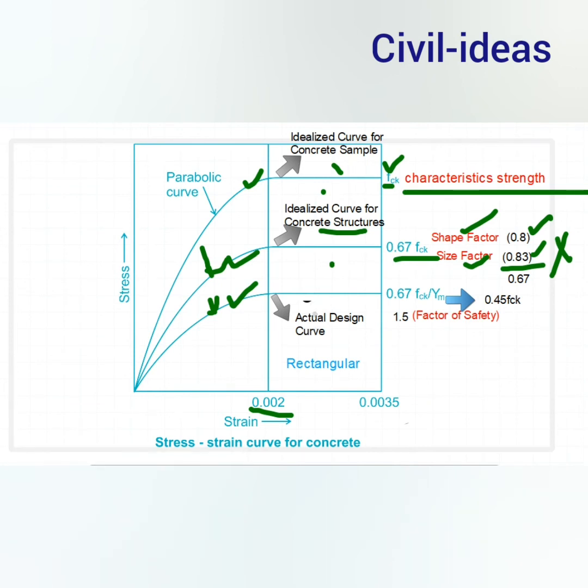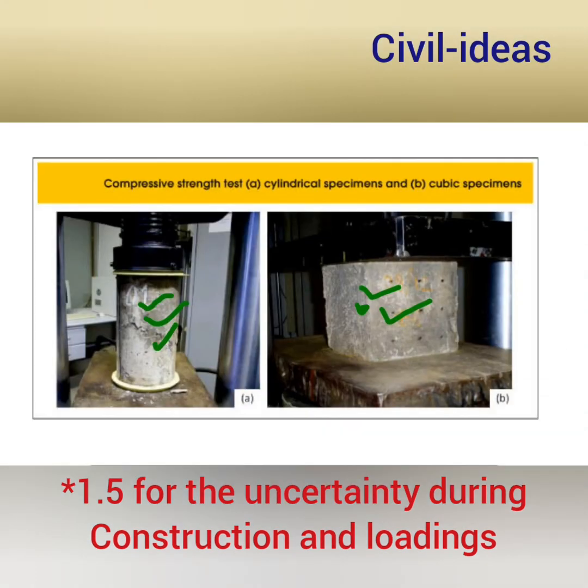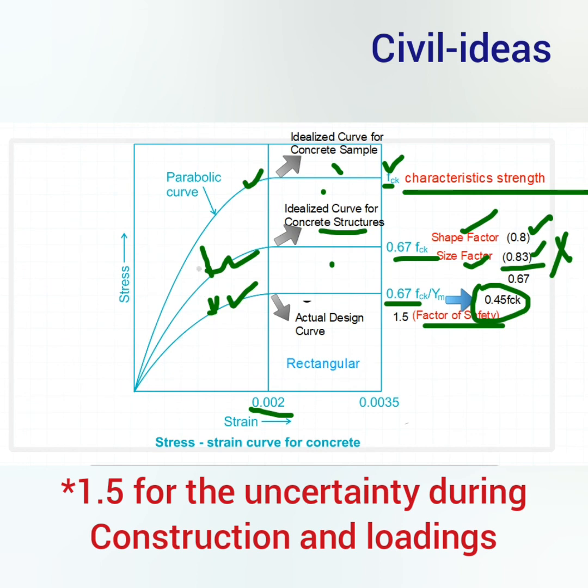After that, the structural designer takes some margin of safety, which is a factor of safety of 1.5. So upon dividing 0.67 fck by 1.5, they get 0.45 of the characteristic strength of concrete. So 45% of the characteristic strength of concrete should be considered in the design of any structure by a structural engineer, because the shapes and sizes of actual structures are not like these cylinders and cubes. So all these factors should be involved to make the structure safer.